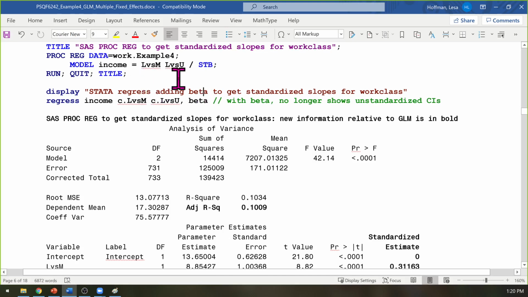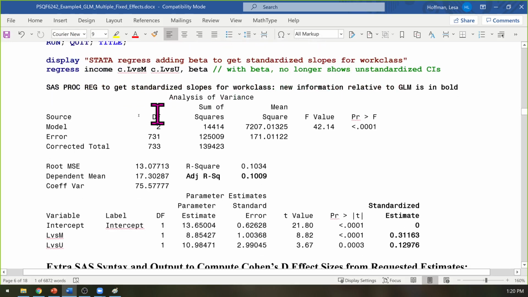So I have to re-estimate the same model that predicts income from my 2 group contrasts, add this standardized slope option, and that's what generated the output below. I've highlighted in boldface the only parts of the output that are new.